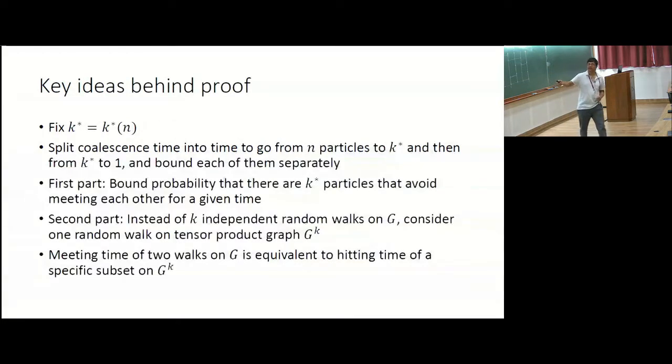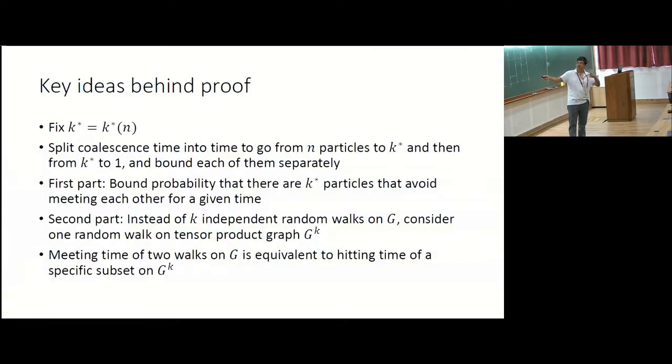Yeah, I won't go into detail. So just what are some ingredients in their proof? So they divide the analysis into two phases. They fix some k star, which is growing quite slowly with n. And they look at the coalescence time as the time to go from n particles to k star, and then from k star to 1.